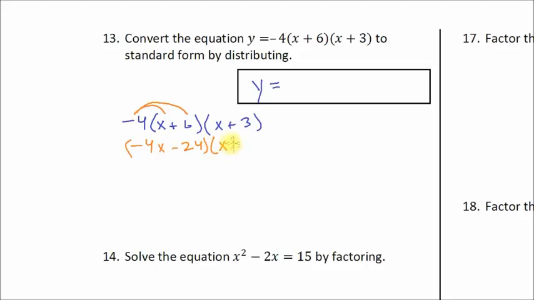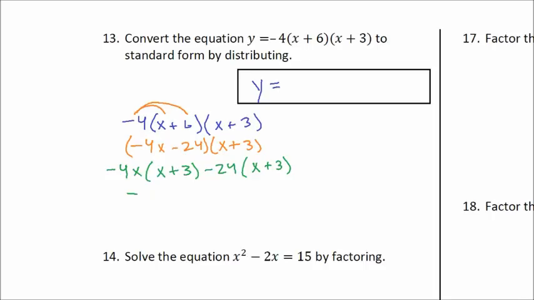Now we bring our other binomial down, and now we can go through the process of multiplying together two binomials. Let me change colors here. We take the first term of the first binomial, negative 4x. That's going to multiply by the second binomial, and then we distribute the negative 24 to the second binomial. And now let's go ahead and multiply monomial times binomial. Negative 4x times x is negative 4x squared.